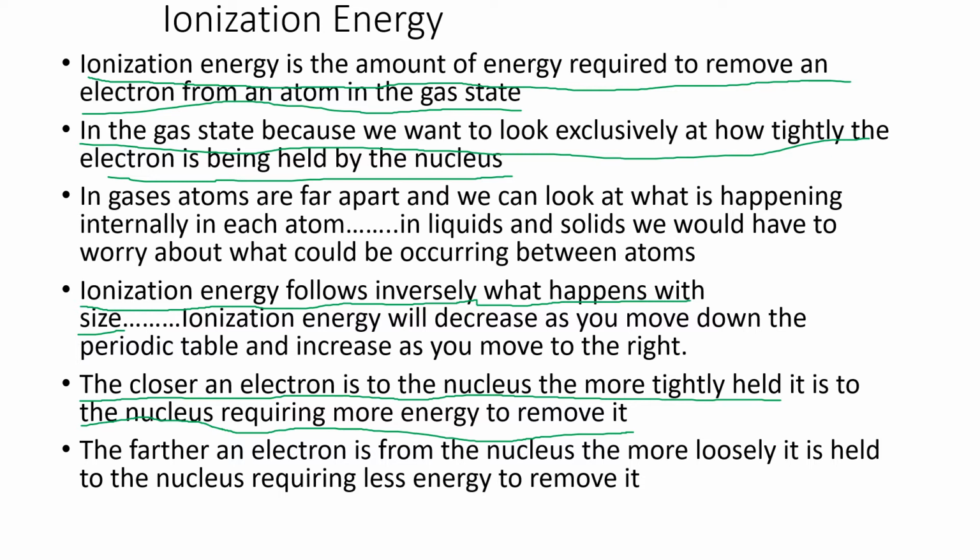If an electron is very far away from the nucleus, it's not going to be feeling the full pull from the nucleus. It's going to be held more loosely. If it ends up being held more loosely, it's not going to take as much effort, as much energy in order to remove it. So ionization energy is following the opposite of what's happening with the size trend.